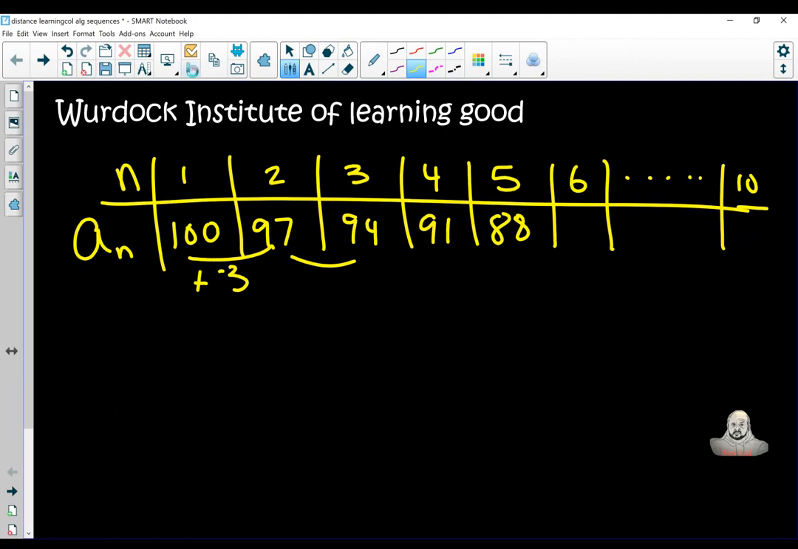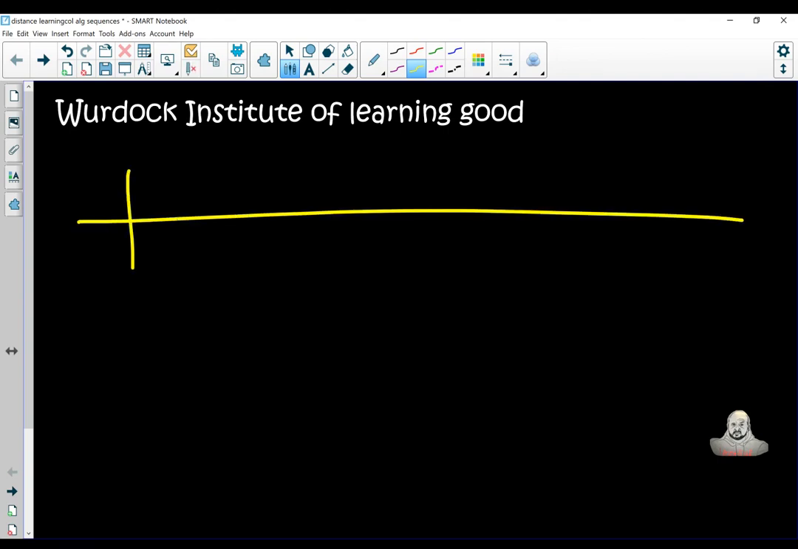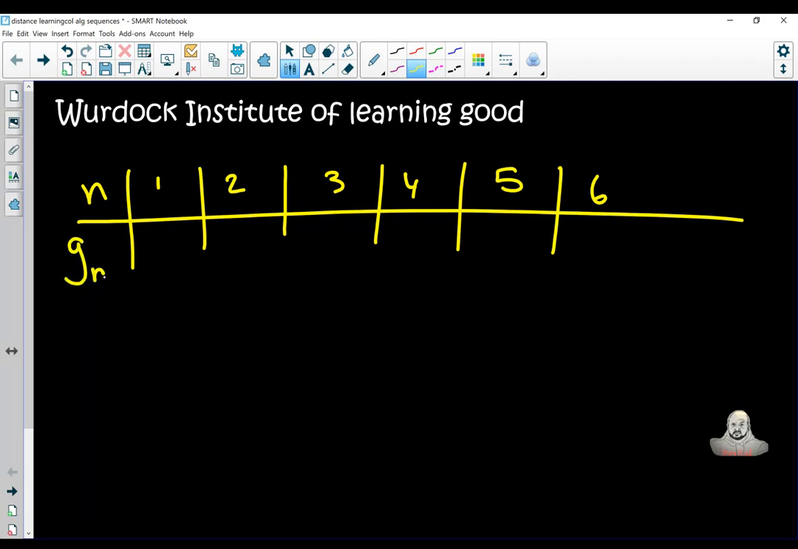There's another type of sequence. This is what's called the type where you're multiplying. It's usually with a G for geometric. Arithmetic, you add. Geometric, multiplying. So let's say it's 5 and you're doubling to 10, 20, 40, 80, etc.